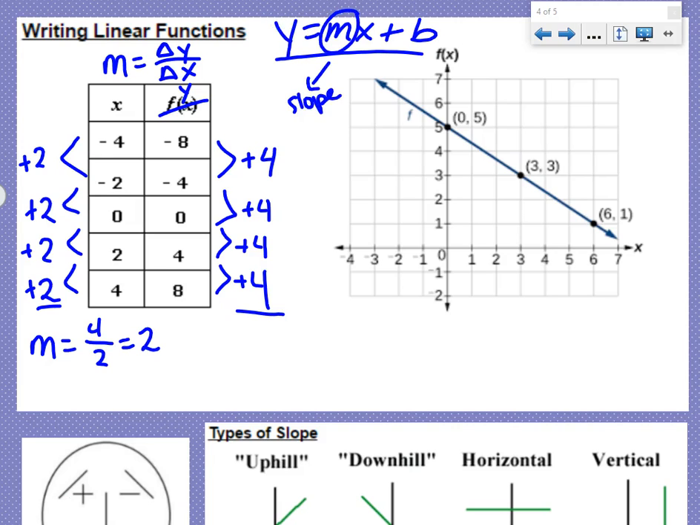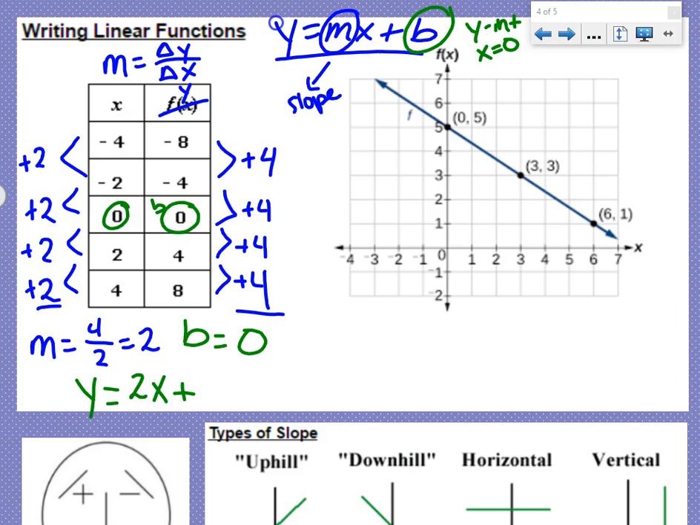Next, we need our b, which if you recall is our y-intercept, the spot when x equals 0. So go to your table, find the spot when x equals 0, and the corresponding y value will be your b. So b equals 0. Write an equation, y equals m, 2, x plus b, which is 0.